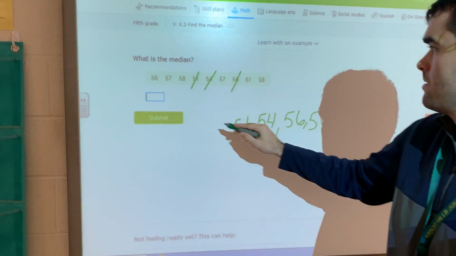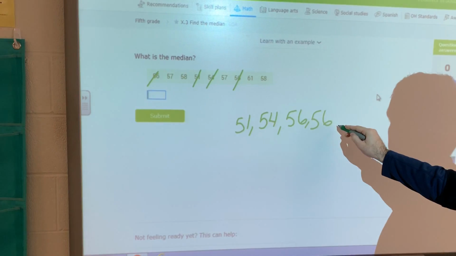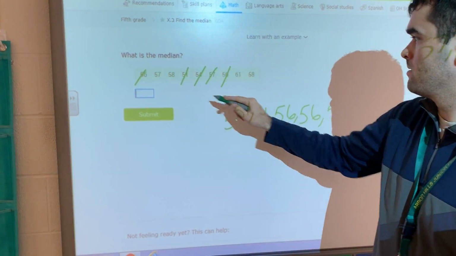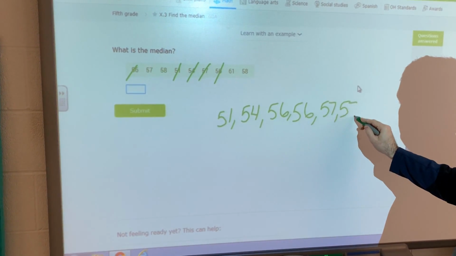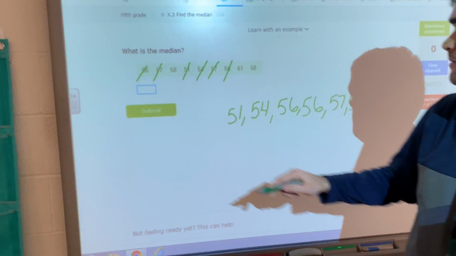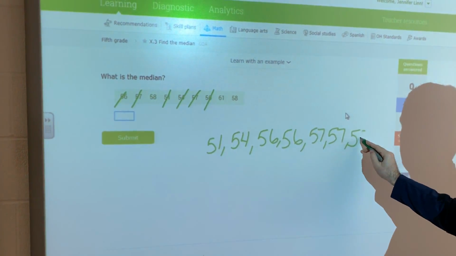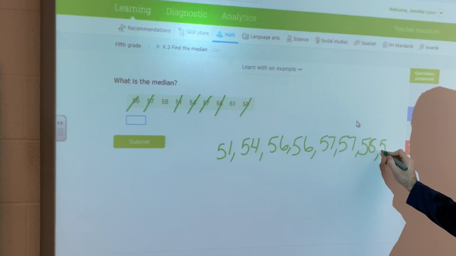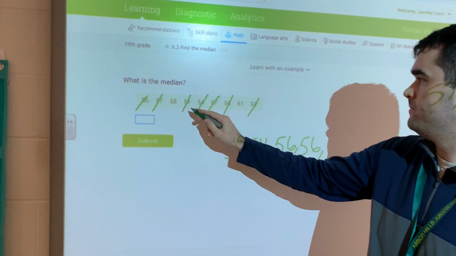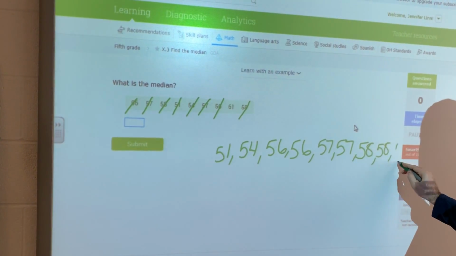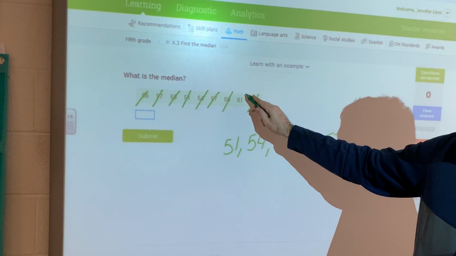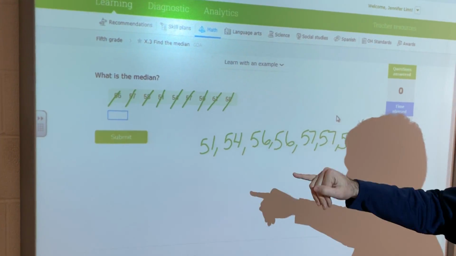I always count when I'm done to make sure I have the same number of pieces of data as I started with. So again, I am just putting these in order before I do anything else. And then like Mrs. Harris was saying, I can double check to make sure I did not miss anything. It's easy to overlook these.